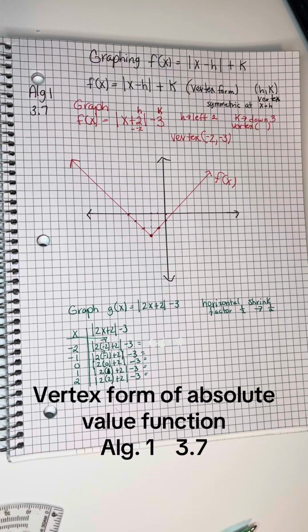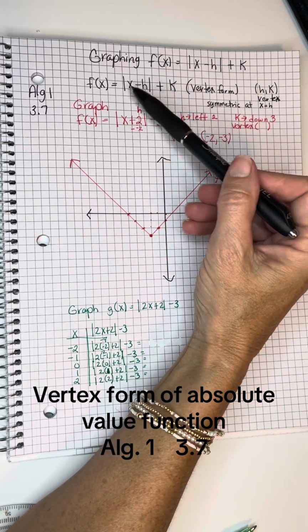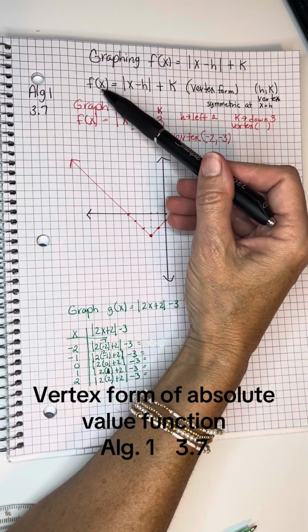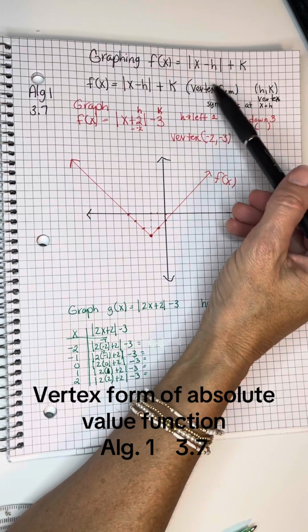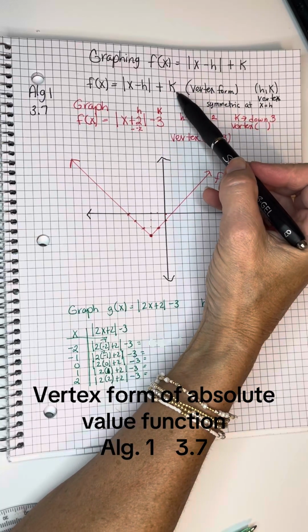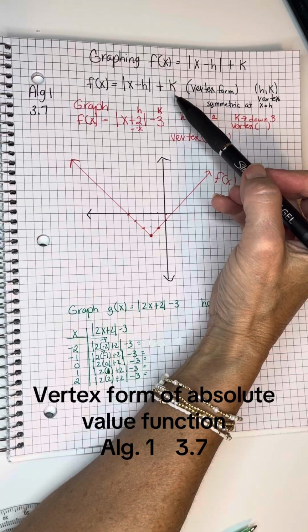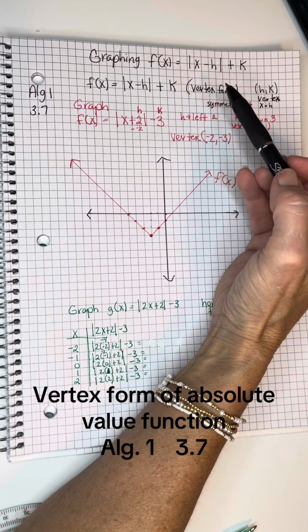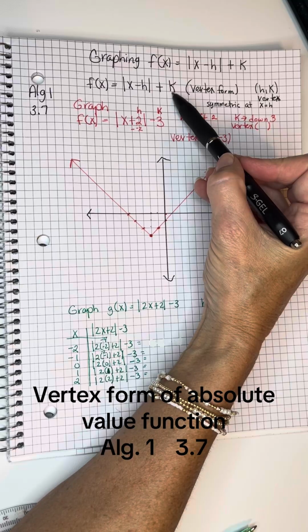All right, we are going to graph an absolute value function that is in vertex form. It looks like f of x equals the absolute value of x minus h plus k. That's the vertex form. Now, you're already familiar with h's and k's with the linear functions, and they hold true for the rest of the different kinds of functions too, including absolute values. The h tells you to go left or right. The k tells you to go up or down.